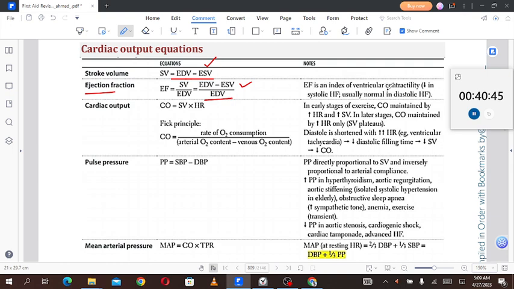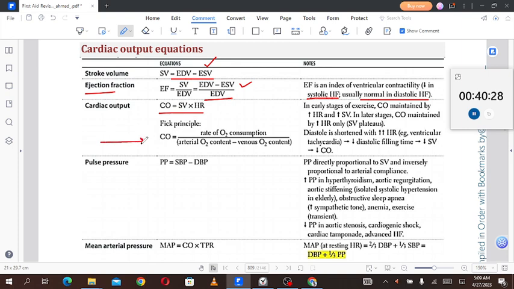Ejection fraction is the index of ventricular contractility, decreased in systolic heart failure. Okay, so whenever there is systolic heart failure, the ejection fraction will decrease, usually normal in the diastolic heart failure. What is cardiac output? Cardiac output is equal to stroke volume multiplied by heart rate. There is a Fick principle. They ask you about this one.